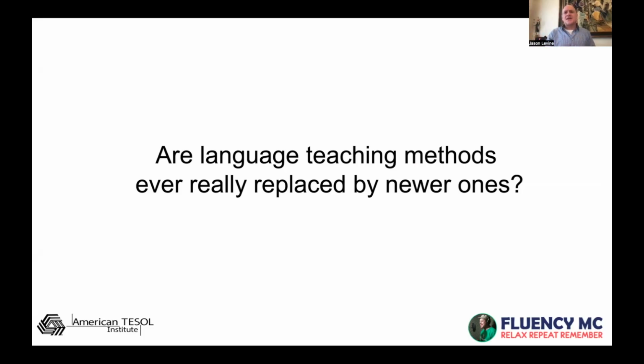But more that it's like, okay, we are going to follow this way of doing it, kind of laid out like this, where an approach is more, okay, for example, you could take a method, and we're going to talk about that, and bring a little of an approach to that method, so it's less of subscribing to a certain way of doing it. But anyway, it's not going to be so important for us as we're talking about this, at least not today. Are language teaching methods ever really replaced by newer ones? Think about that as we go along.